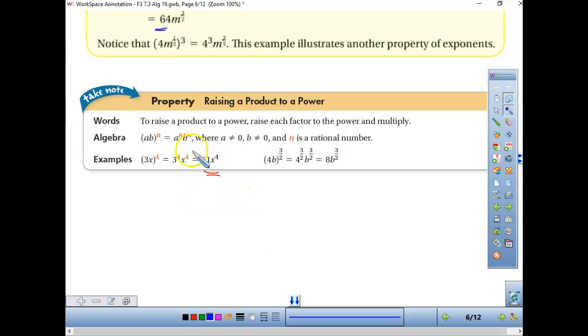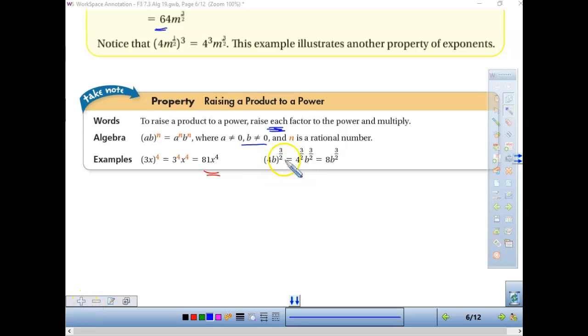So the property rule in algebra says to raise a product to a power, you must raise each factor to that power and then multiply. So a to the n and b to the n, we take each one to the nth power. Again, notice they can't be 0 because then it would kind of be undefined when we are looking at that. And n has to be rational. Some examples, 3x to the 4th power is going to leave us with 3 to the 4th, x to the 4th, and then we want to simplify that.